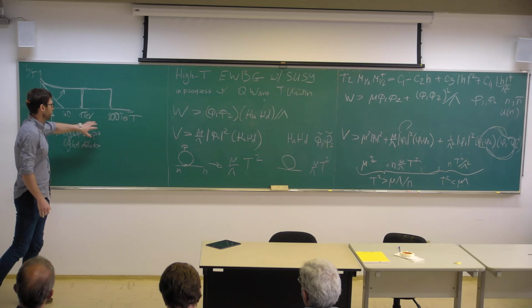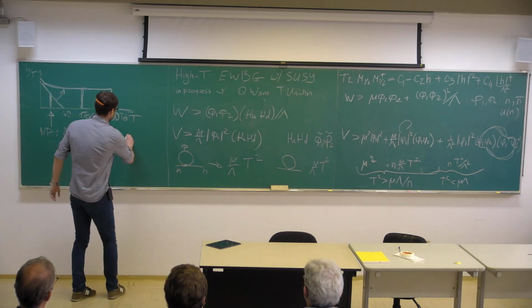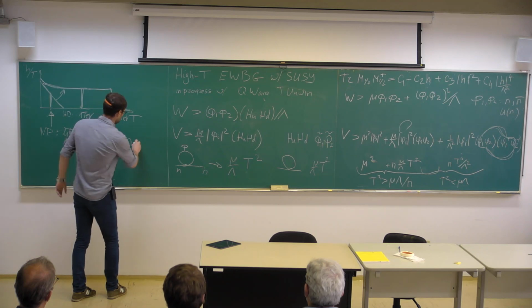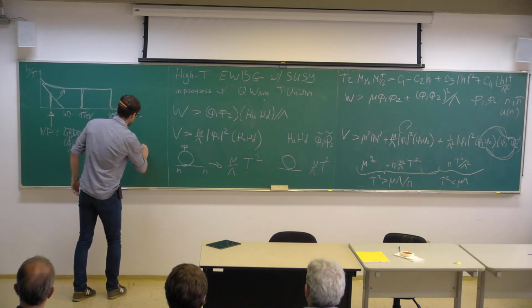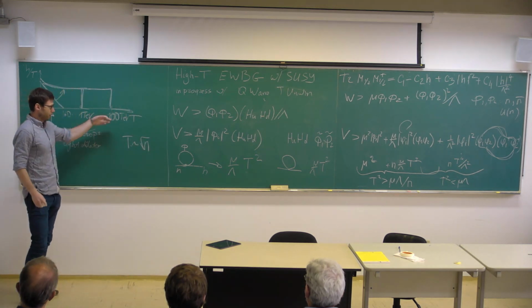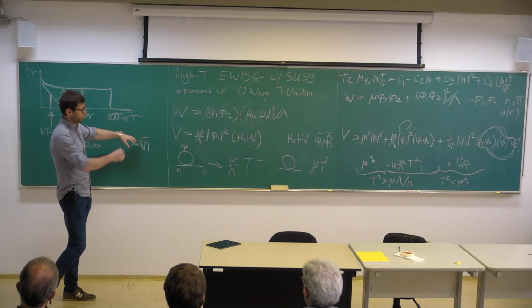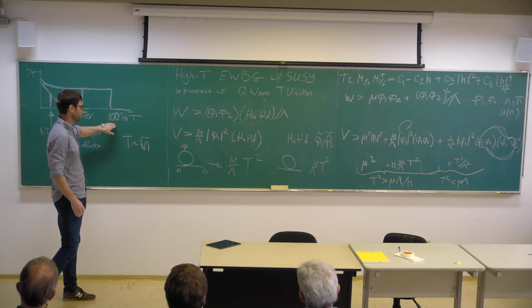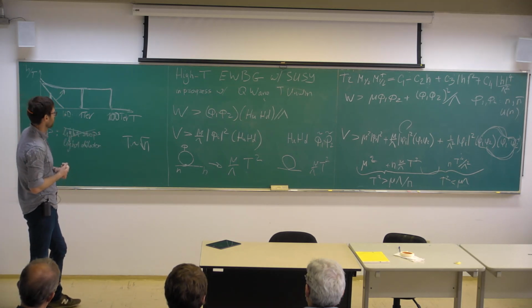If you want to go to 100 TeV, you would need large n's. So the temperature grows as a square root of n. So here you would need tens and hundreds of thousands of new fermions or new states to get to these temperatures because of those non-renormalizable effects.